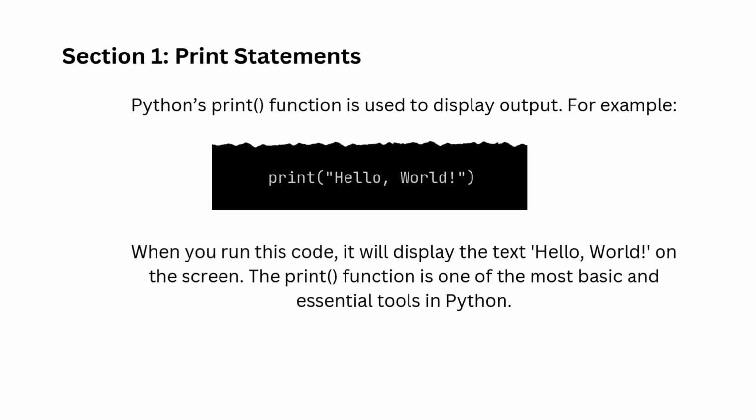Section 1. Print statements. Python's print function is used to display output. For example, print("Hello, World!"). When you run this code, it will display the text Hello, World! on the screen. The print function is one of the most basic and essential tools in Python.